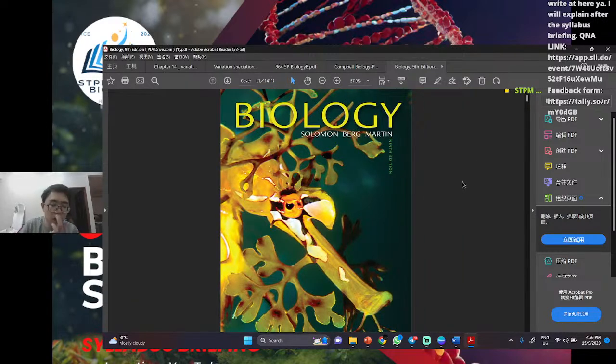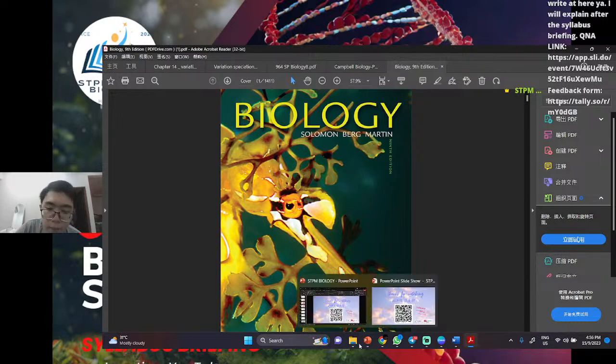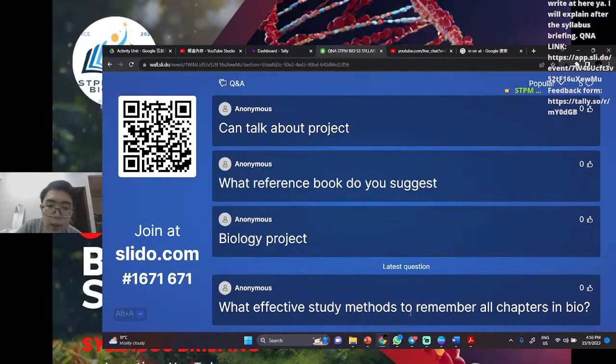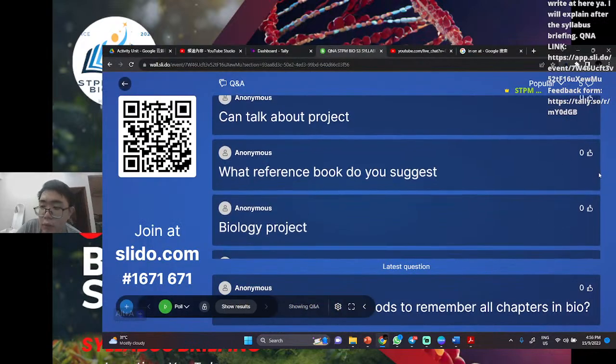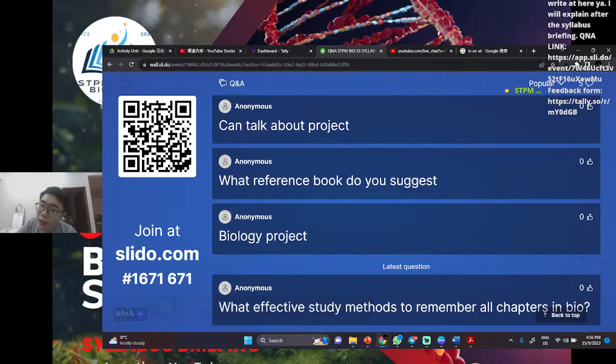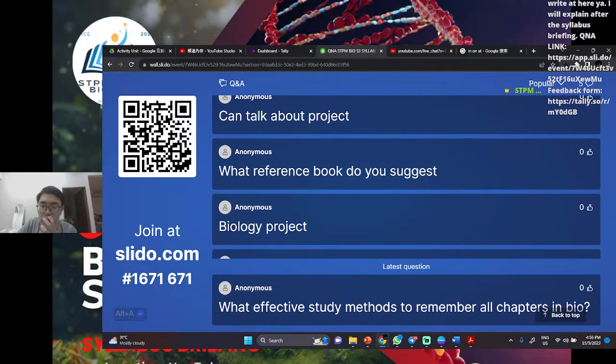This one is Solomon. Actually, I already also uploaded it in the group, so you can download it in the group. Use it lah. But actually Campbell is already enough lah. But if you want to read more, you can read another book. It's called Solomon lah. Okay. And so these are the two books you have to refer to. I suggest these two books, they are actually already enough for your examination.